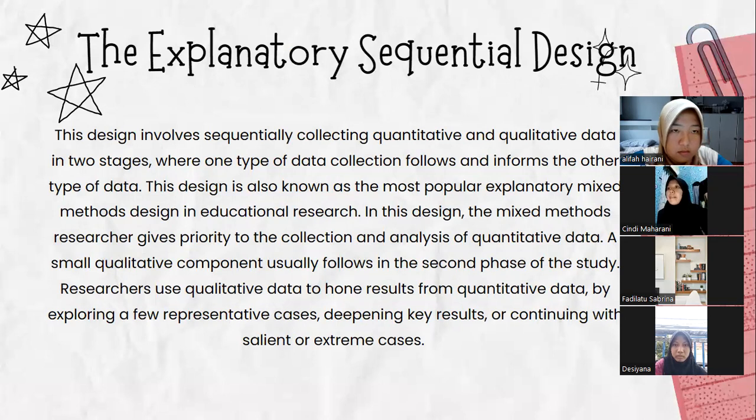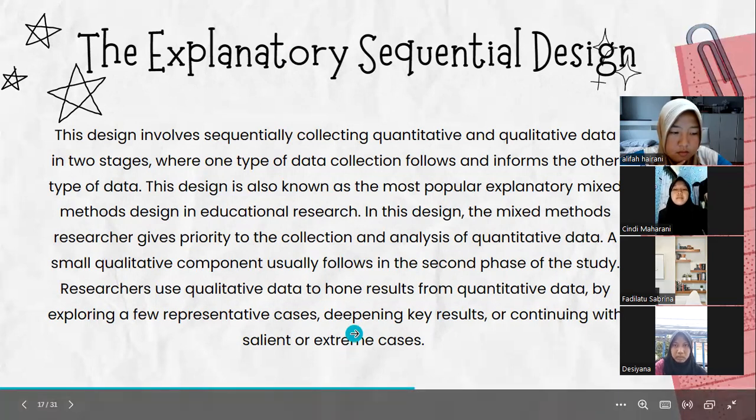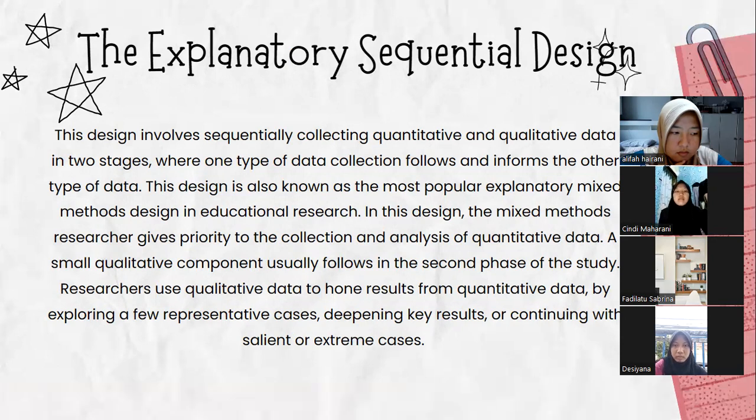The explanatory sequential design. This design involves sequentially collecting quantitative and qualitative data in two stages, where one type of data collection follows and informs the other type of data. This design is also known as the most popular mixed methods design in educational research.